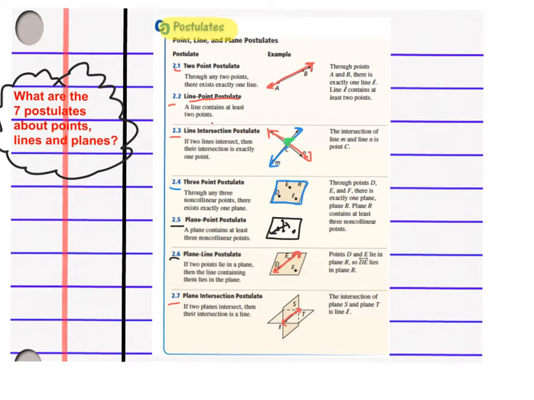So that looks to me like 2-3, the line intersection postulate. If 2 lines intersect, so 2-3, you can find that one. Should be 2-7 down here, the plane intersection postulate. So the plane point postulate is 2-5. A plane contains at least 3 non-collinear points. Plane line postulate, 2-6. If 2 points lie in a plane, then the line containing them is also in the plane.